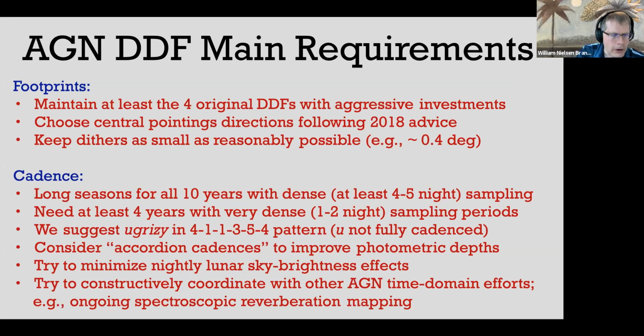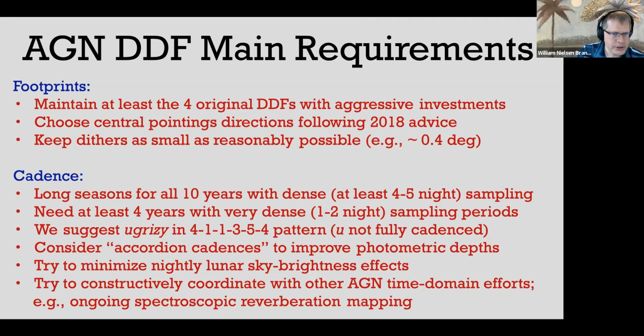In terms of our filter balance, we suggest a visit pattern in ugrizy. It goes like 4, 1, 1, 3, 5, 4. But the u band, of course, will not be fully cadenced in there. We understand, but that's the kind of filter balance that we would like to accomplish the science I've described. And of course, here we're also interested in getting fairly uniform depth for good photometric redshifts.